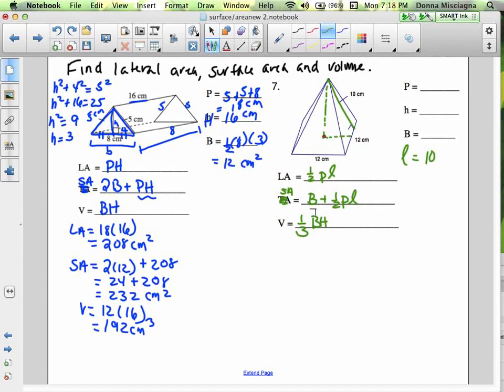So this isn't going to be too difficult because this is a square pyramid. And the slant is the same no matter what direction I go. Had this been a rectangular pyramid, we'd have two different slants. We saw that earlier in the pyramid lesson.